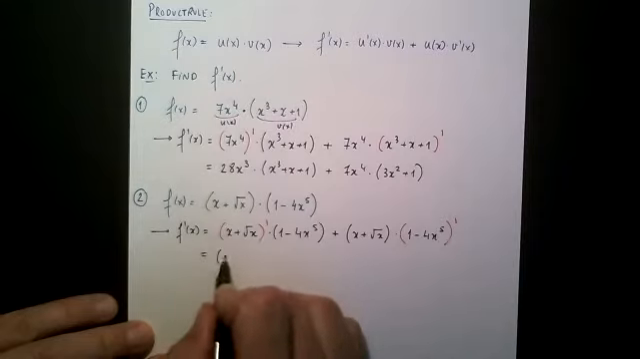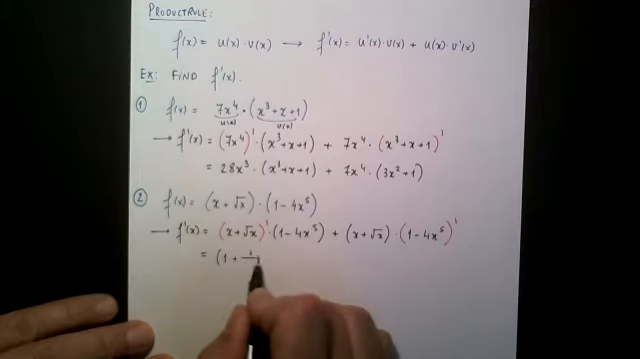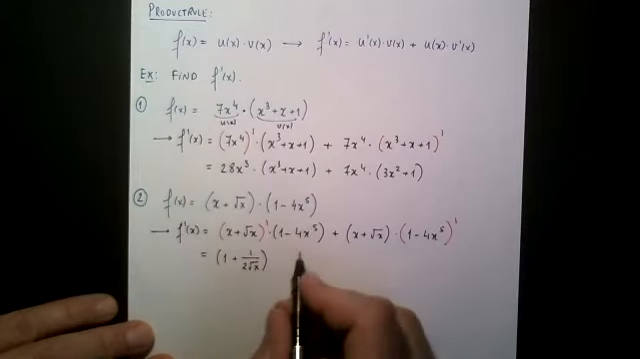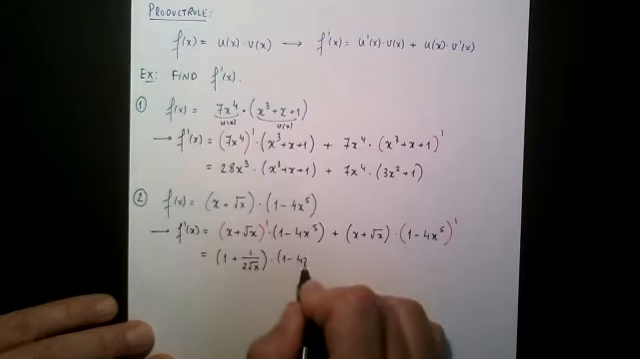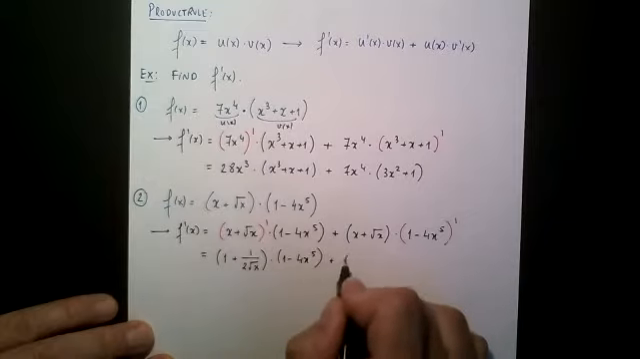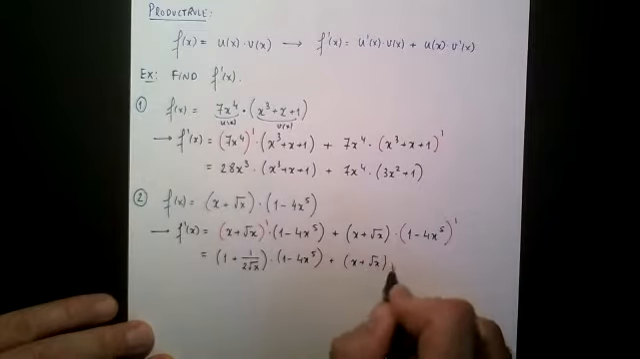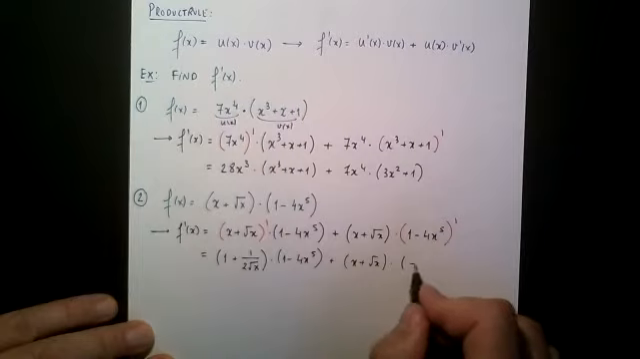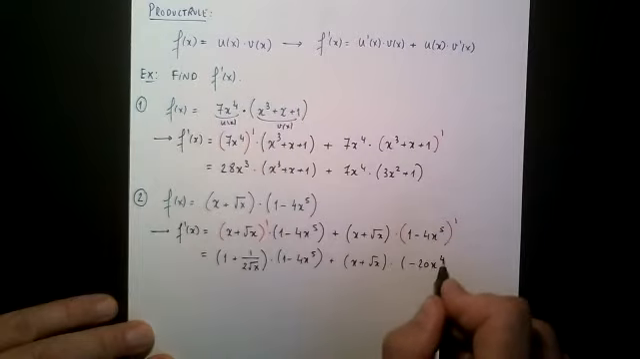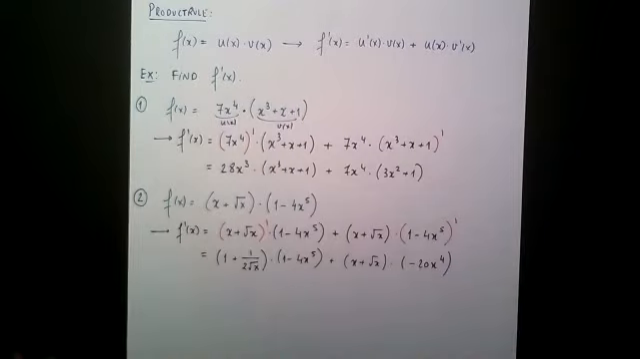So this will be 1 plus 1 over 2 root x, we've done this before, times 1 minus 4x^5, plus x plus root x times, and this is negative 20x^4. And that's my answer.